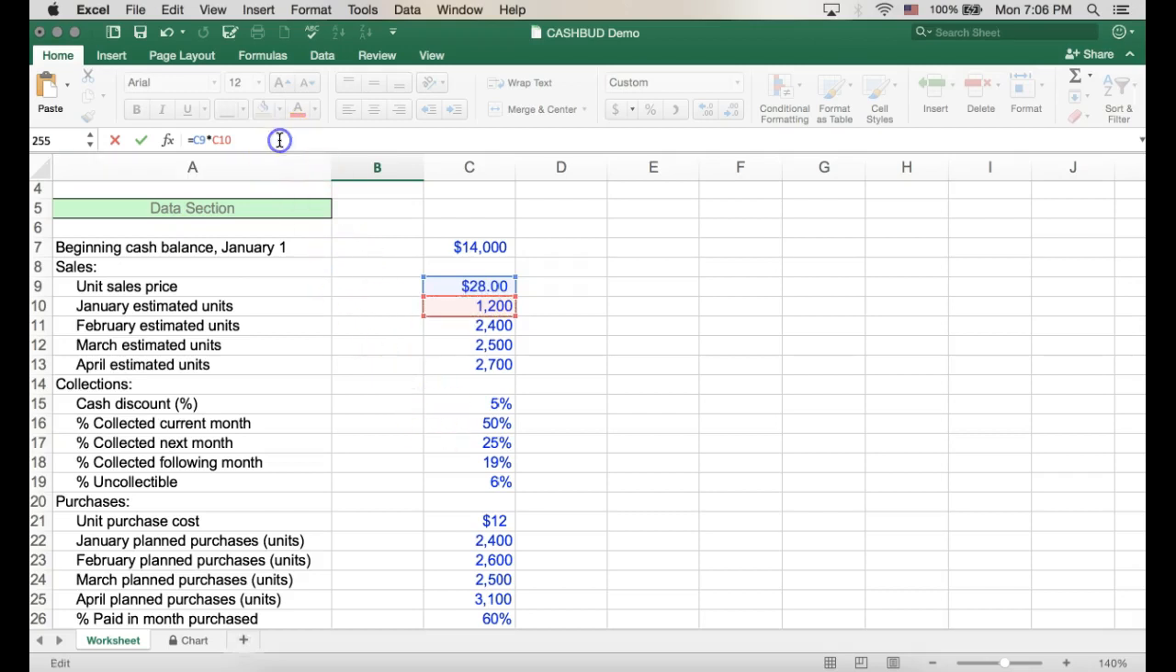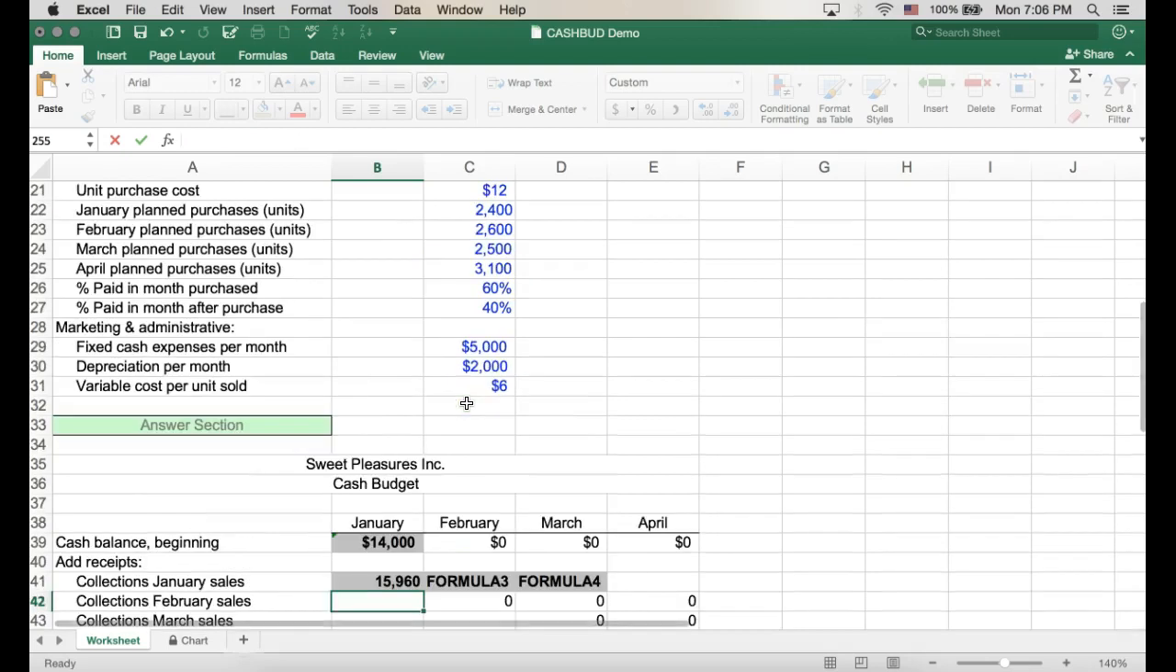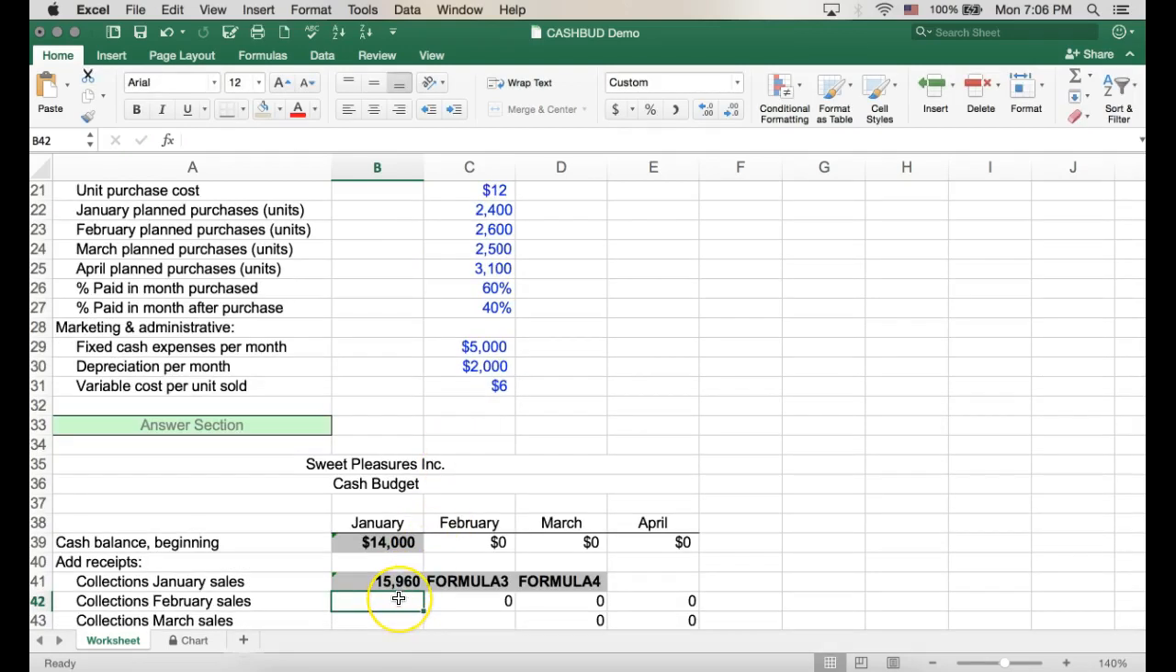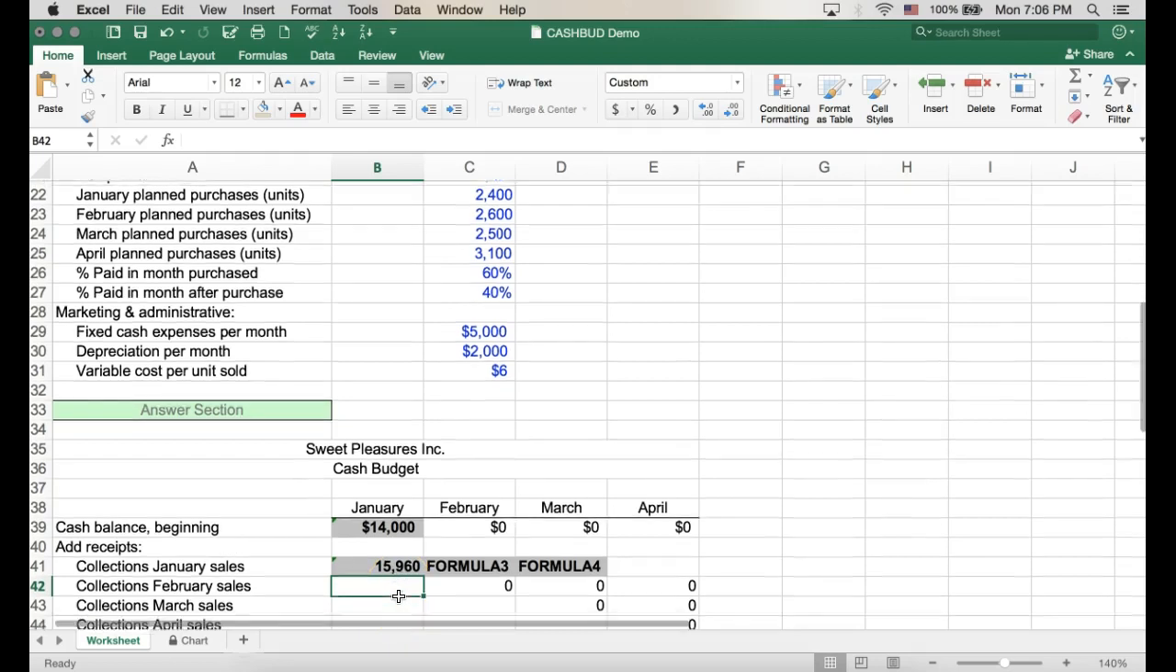So we go multiply this cell here. We don't input 50%, we want a cell reference. So times C16. And don't forget about this cash discount for the first month. And multiply, open parentheses, 1 minus 5%, which is in C15, and close. And that will give us the correct collections in January.